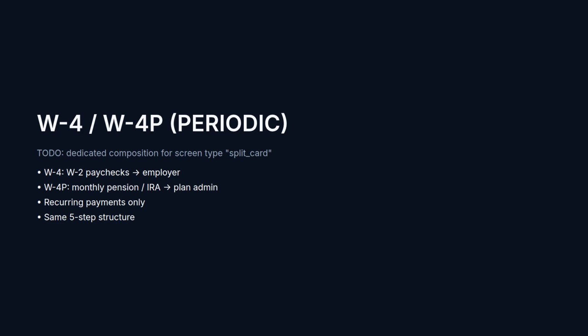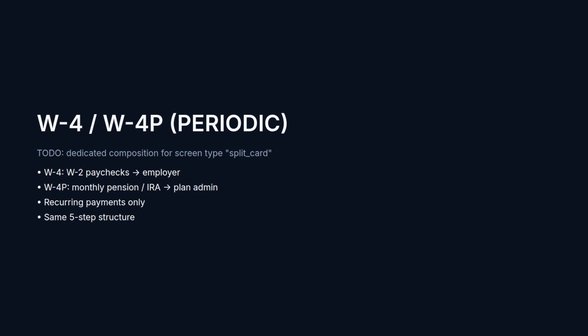W-4 is for W-2 paychecks. Submit to your employer. W-4P is for periodic retirement payments like a monthly pension or scheduled IRA distributions. Submit to the plan administrator. W-4R is for non-periodic or one-time distributions, like a lump sum IRA withdrawal or a 401k rollover. Different form, different rules. Don't mix them up.